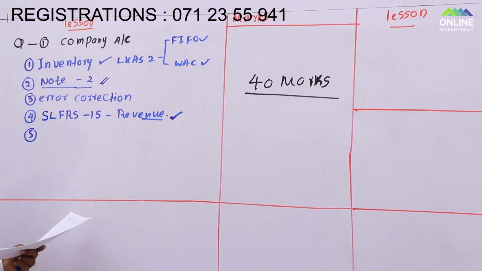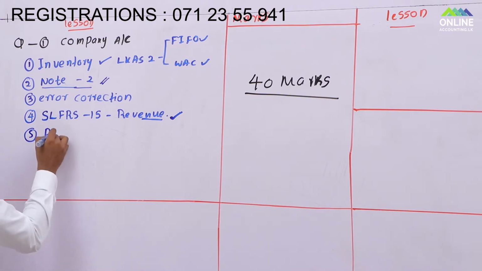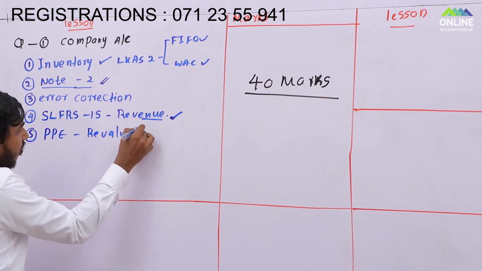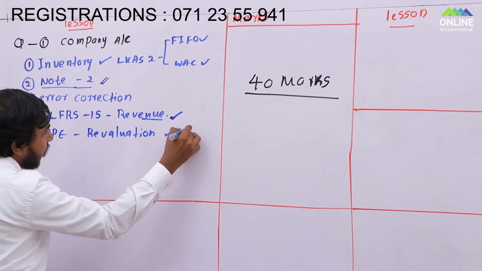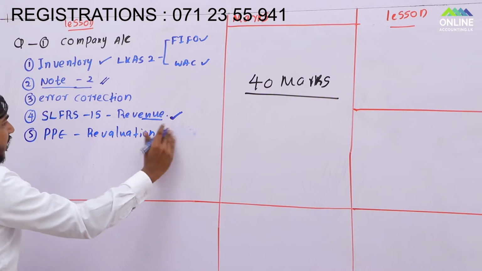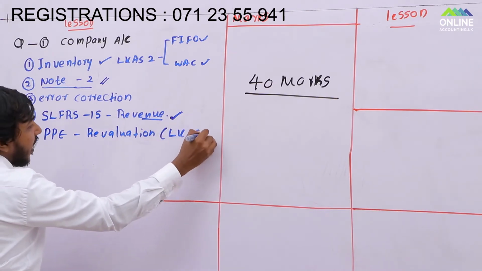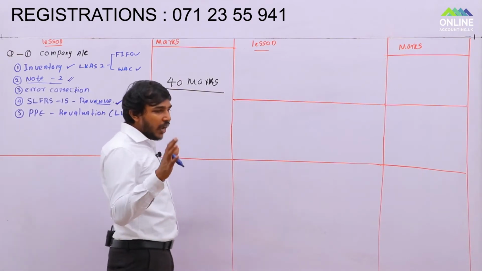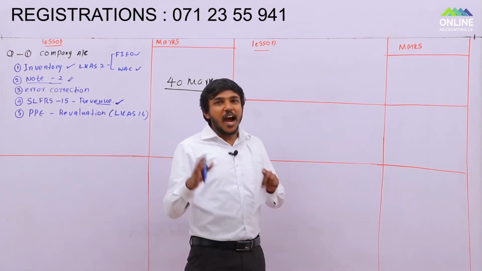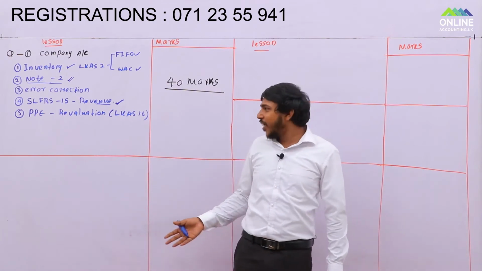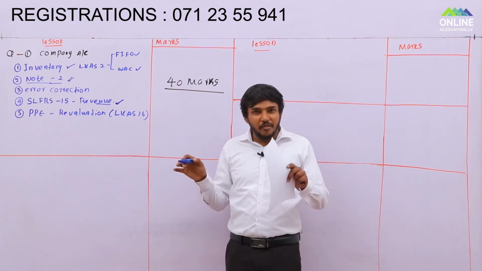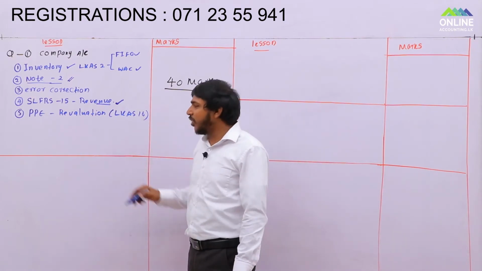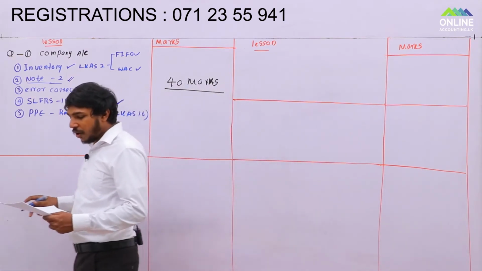Then the fifth one was PPE adjustments. Basically there was a revaluation also. We have already discussed this in LKS 16, PPE means LKS 16. In our LKS 16 videos we discussed how to adjust for the revaluation, how to adjust for the change in useful lifetime, and how to adjust for the disposal of assets. Then this revaluation we have also discussed in company accounts as a separate adjustment.